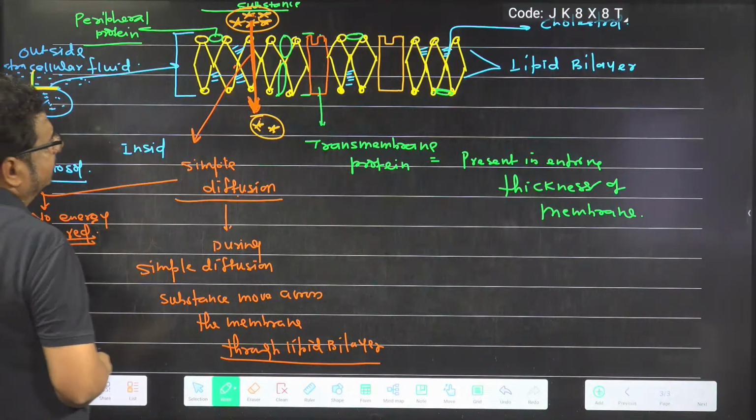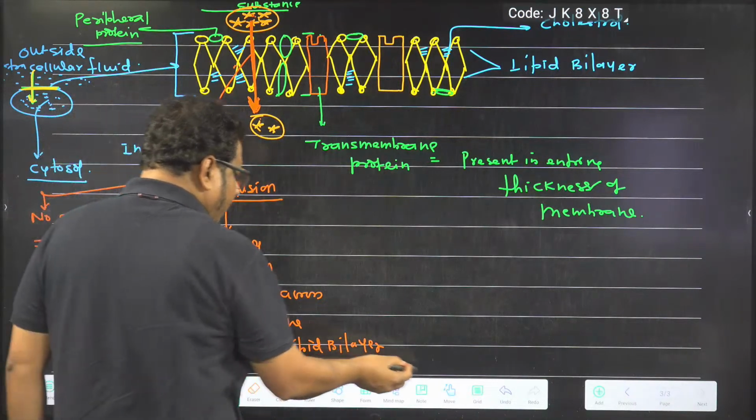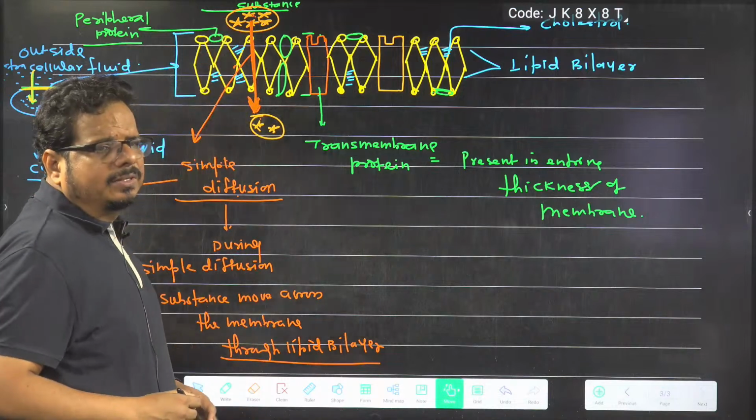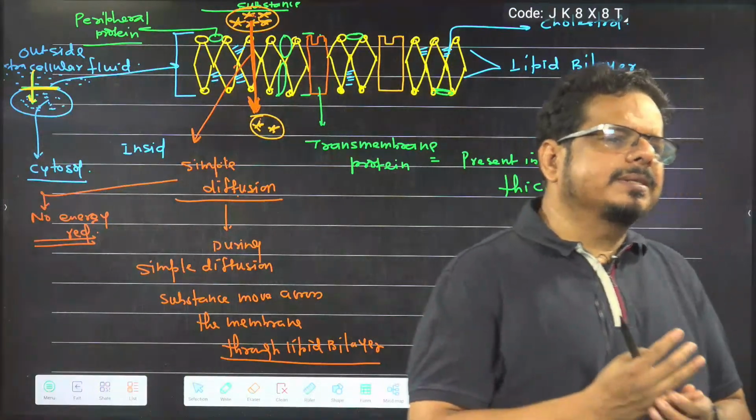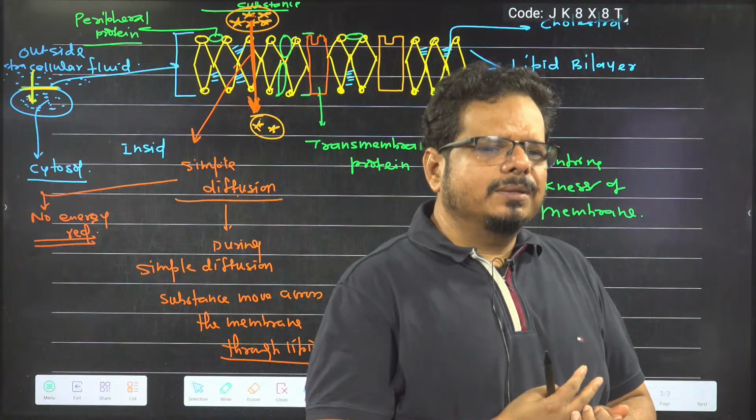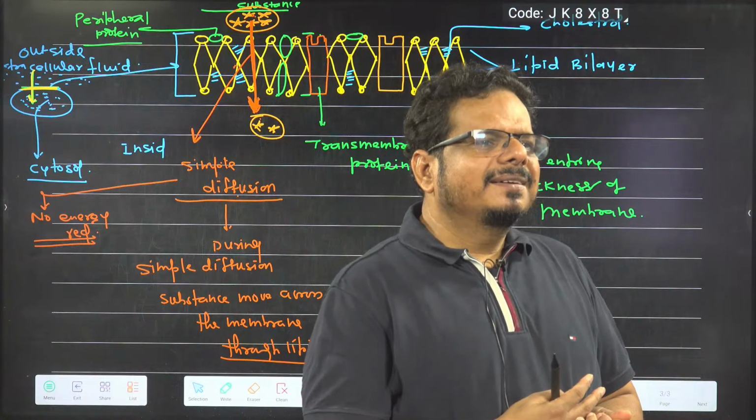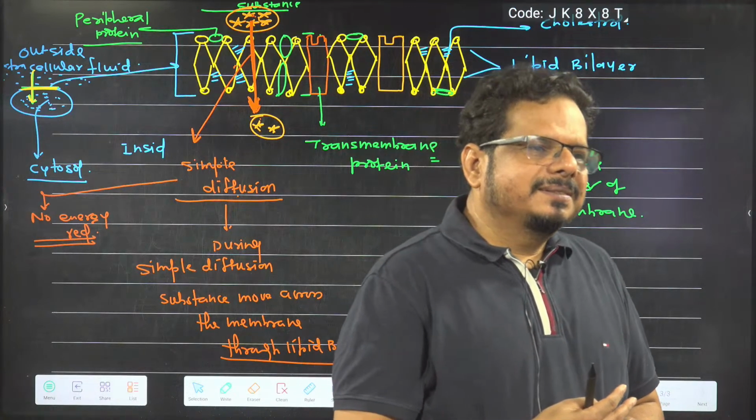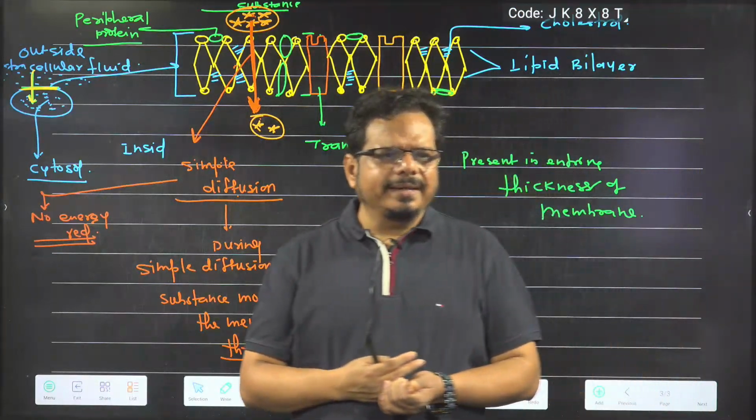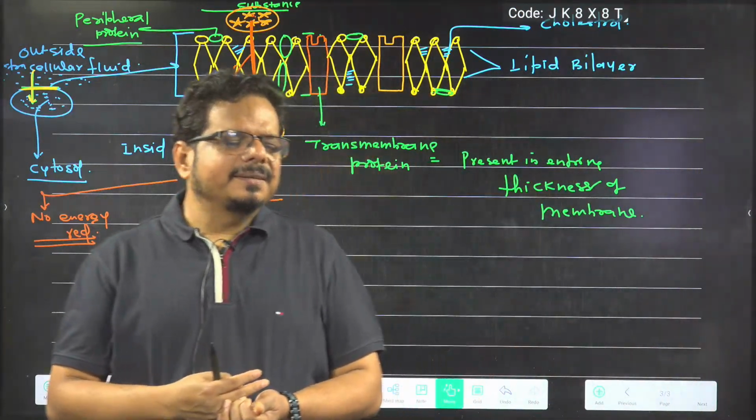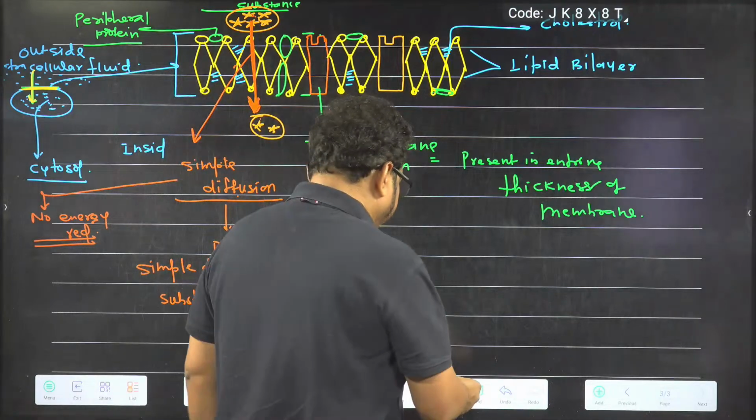I already wrote. Got the idea? So I hope you understand simple diffusion. Who is moving through simple diffusion? Hydrophobic substances. Who is moving through simple diffusion? Non-polar substances. Got the idea? I will tell about osmosis, don't worry.